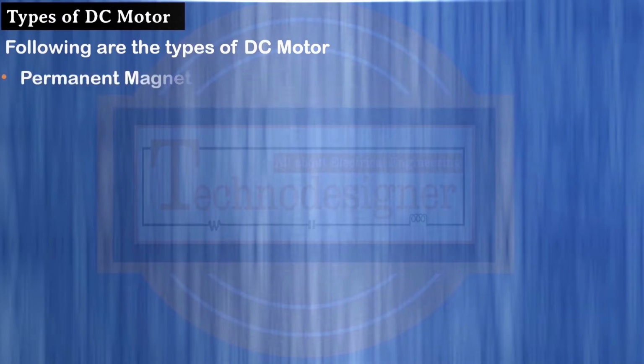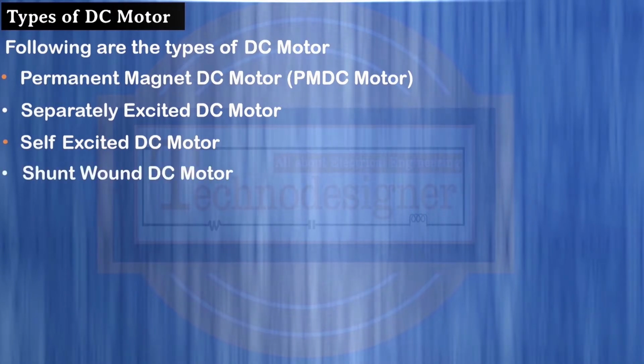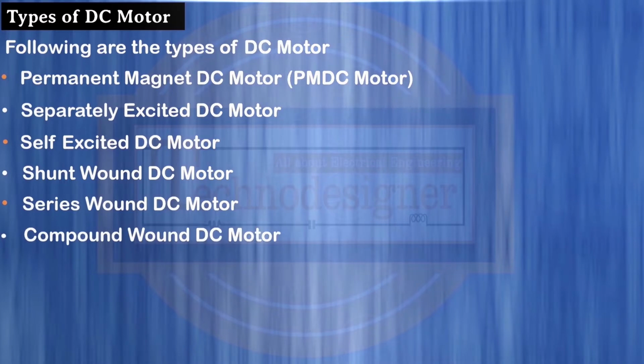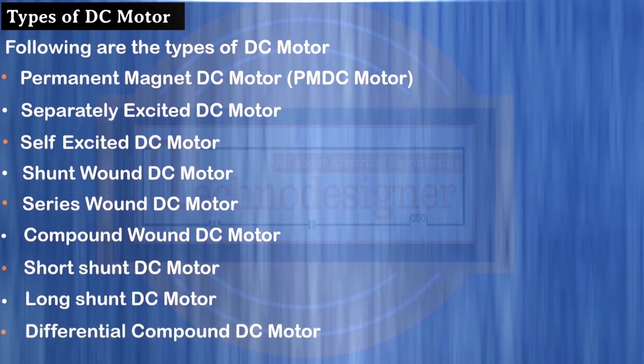As you can see in this figure, the rotor is moving from south to north pole. The direction of current produced by this motor can be calculated by using Fleming's rule. Following are the types of DC motor: permanent magnetic DC motor, separately excited DC motor, self-excited DC motor, shunt wound DC motor, series wound DC motor, compound wound DC motor, short shunt DC motor, long shunt DC motor, and differential compound DC motor. These are the types of DC motors.